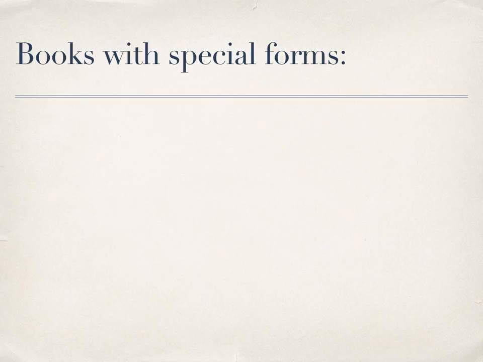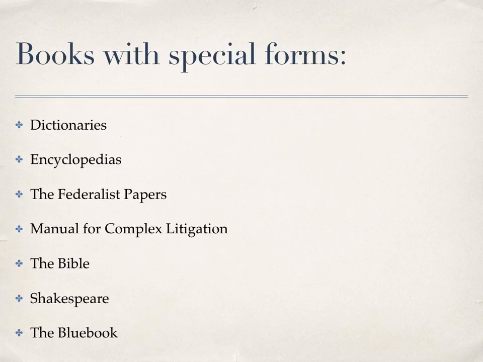There are many books that actually have special forms under the Blue Book. Whenever you're citing to dictionaries, encyclopedias, including legal encyclopedias such as the AmJur or the CJS, you're going to need to find the special format and rule within Rule 15. Other books with special forms include the Federalist Papers, the Manual for Complex Litigation, the Bible, the works of Shakespeare, and the Blue Book itself.